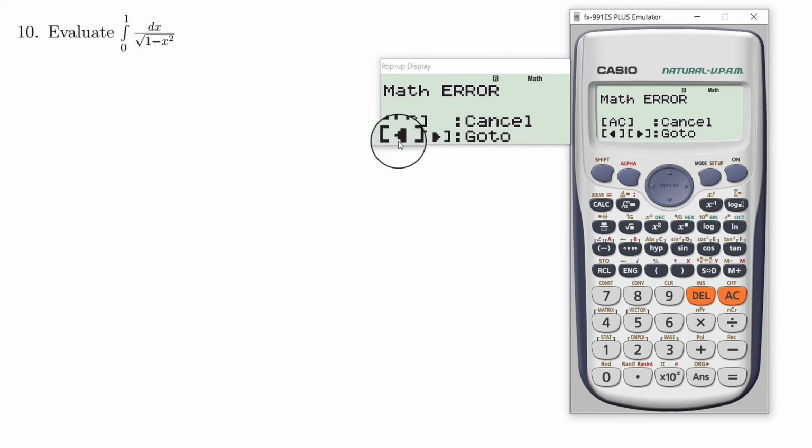You cannot use your calculator to evaluate any type of function in which, by the time you substitute the upper limit and lower limit there, in a way you have undefined. So you cannot use your calculator to do that. Okay, so let's move on to the next question.